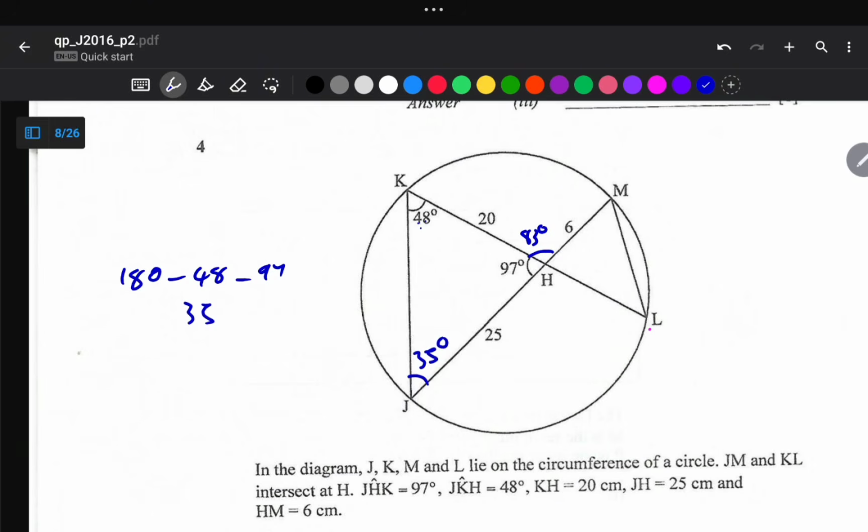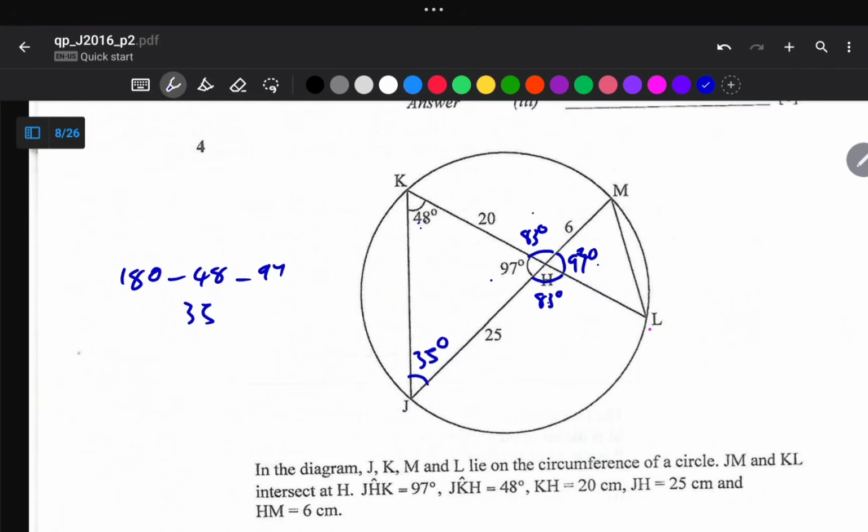And as you can see from this point, this is also a straight line. So we can simply say 180 minus 97, so it is also equal to 83. So this gives us 83 degrees. And for this one, it is 180 minus 83, which is equal to 97 degrees. So these two opposite angles are equal. This one and this one are also equal, right?